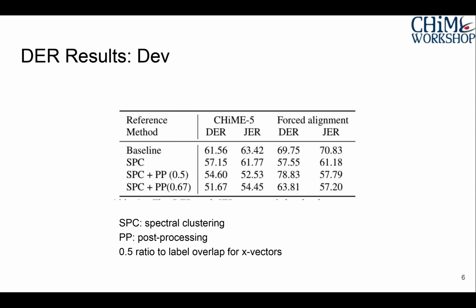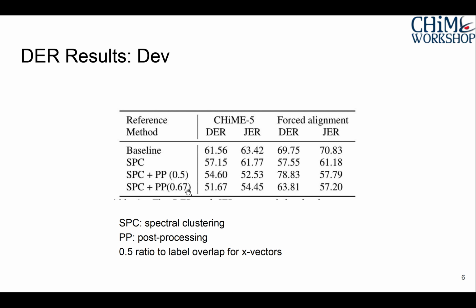In order to get a more objective measure, we use the DER as a metric to evaluate our models. We have three different settings for our system. The first one is we only use the spectral clustering, and we don't consider any overlap. The second one, we apply the spectral clustering first, and then the post-processing, and we choose the ratio as 0.5.